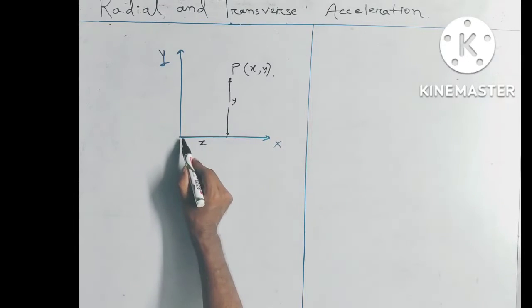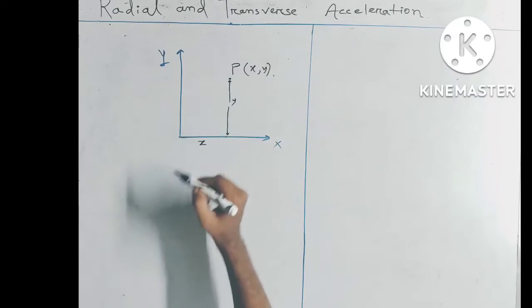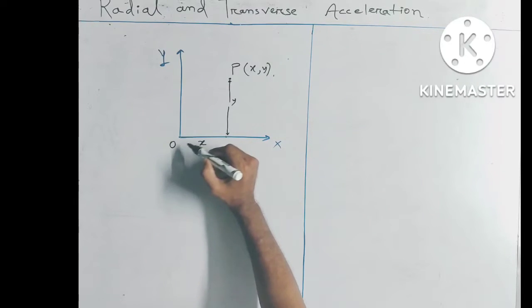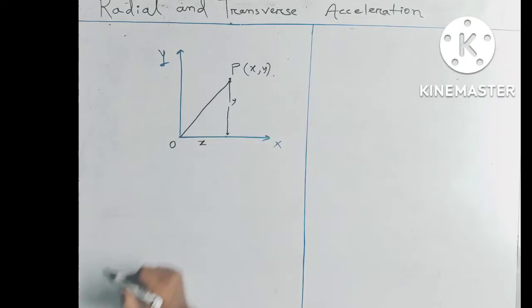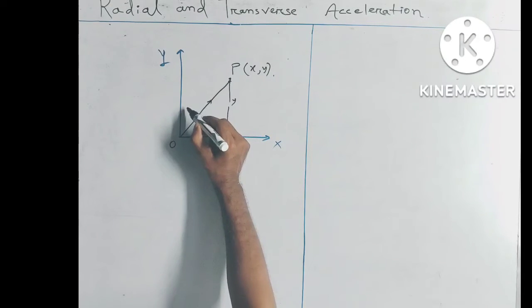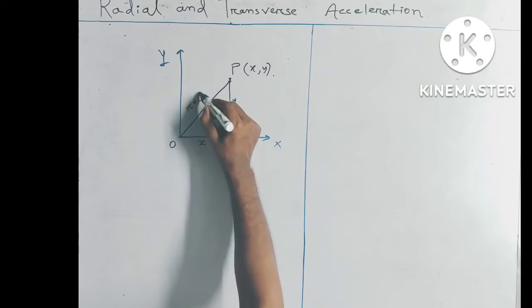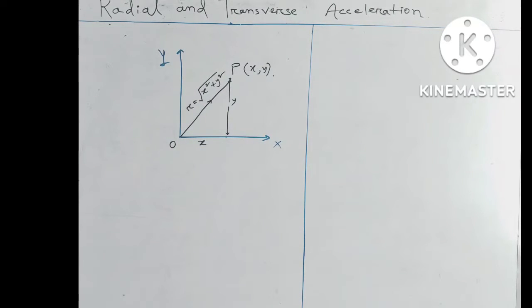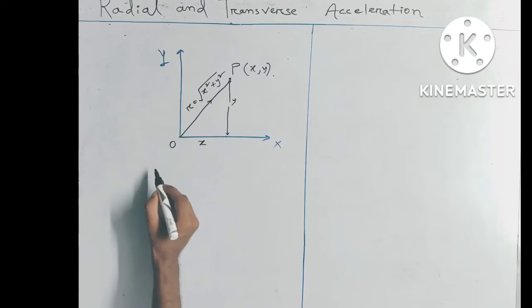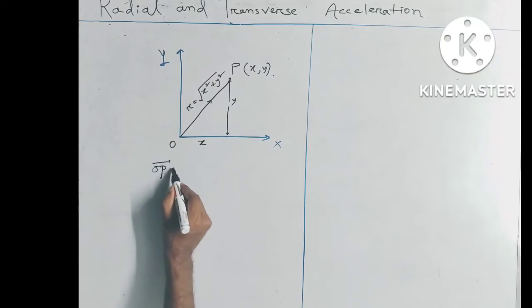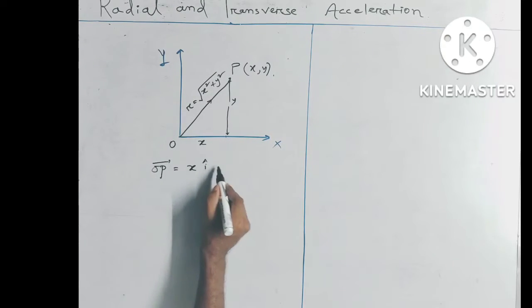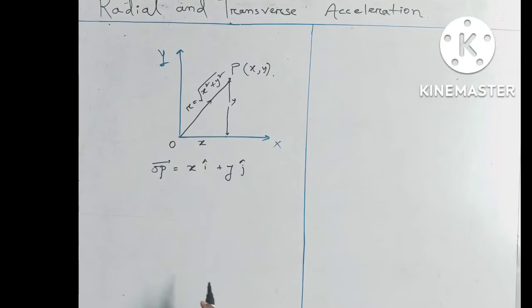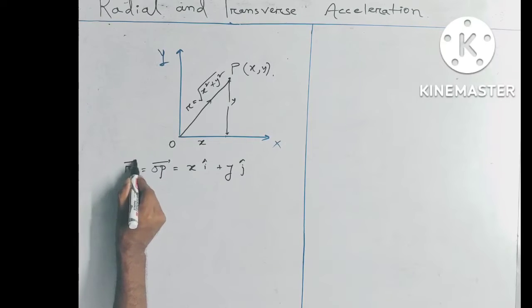So this is along the x-axis and this is along the y-axis. Then if we look at OP, it represents a vector, whose magnitude will be equal to the square root of x squared plus y squared, using the Pythagoras theorem. Now if we represent this as a vector, we can write OP vector is equal to x i cap plus y j cap, and this is the position vector of point P. This is the position vector r vector.